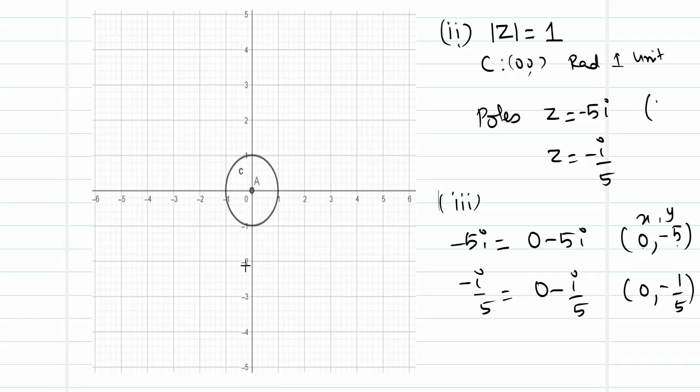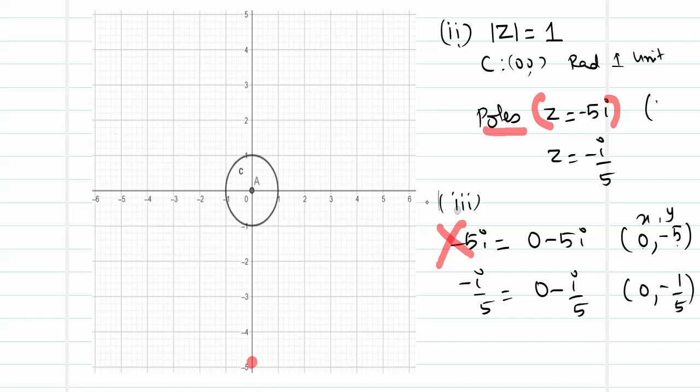0, minus 5 on the y-axis. Where is minus 5 going to be? It's over here. Do you think that lies inside the boundary? No, it lies outside the boundary. So this pole, which is 0 comma minus 5, or z is equal to minus 5i, lies outside the boundary.